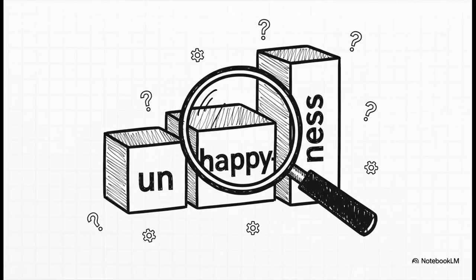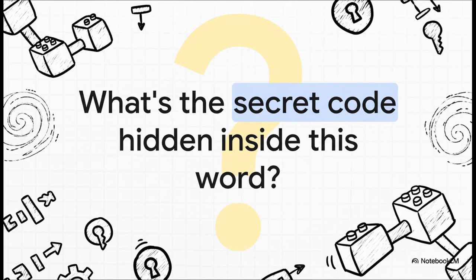So let's start with the word we all know, unhappiness. Seems pretty simple, right? But locked inside this one word is a surprising amount of structure. See, the secret is that your brain doesn't just see this as one solid block. You instinctively know it's built from smaller pieces of meaning. But how? How does that work? That's the big question we're going to answer.